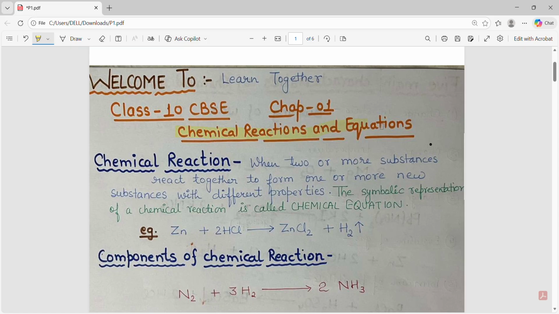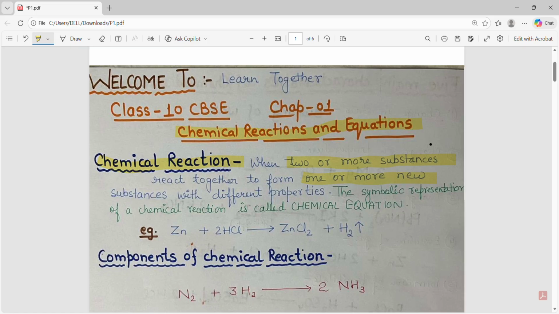Okay, so in this chapter we will study what a chemical reaction is. A chemical reaction is when we mix two or more components together and they react with each other and form one or more new substances. They are said to be a chemical reaction. This is applicable only for chemical changes, not for physical changes.